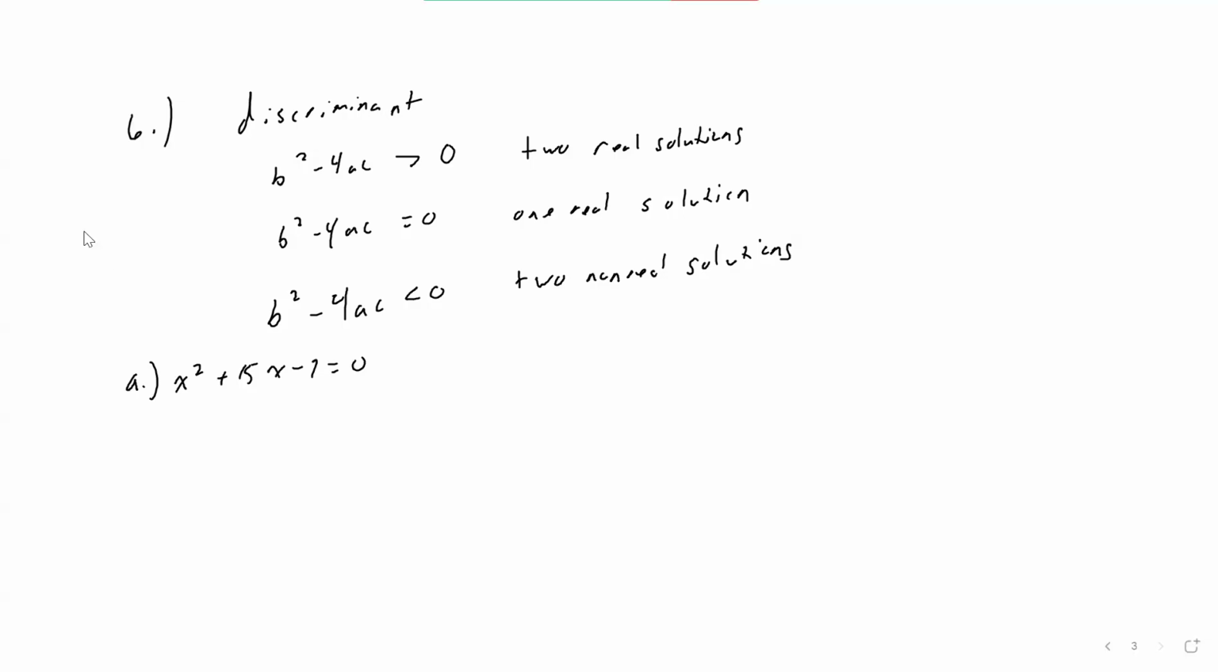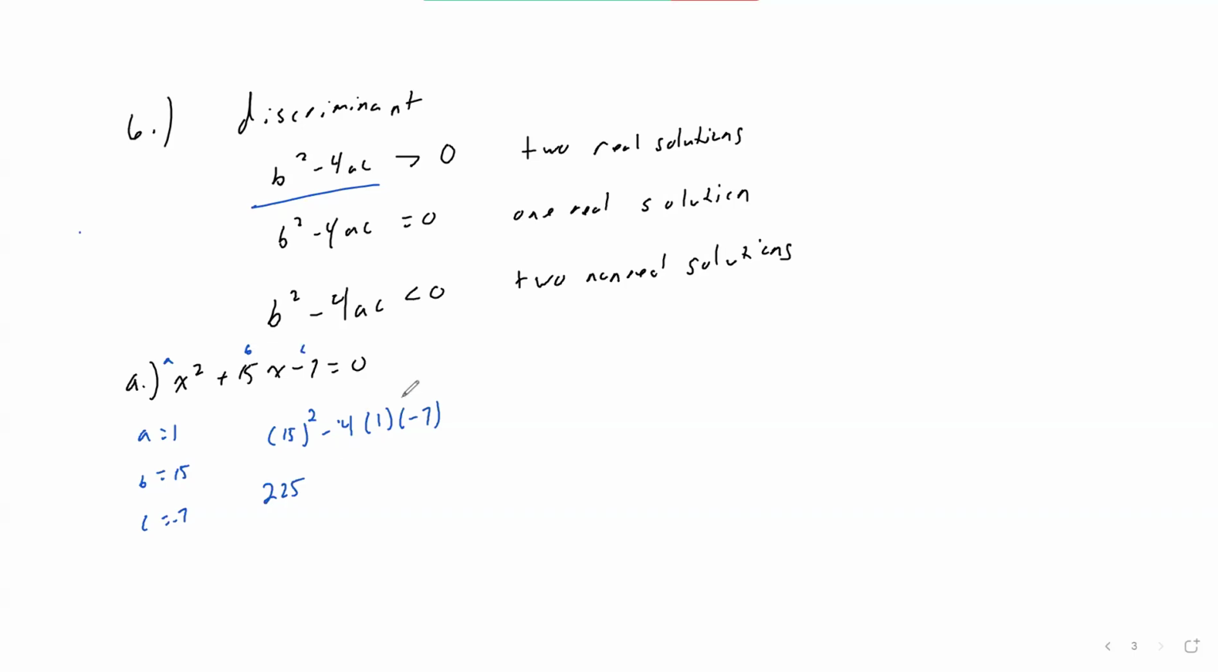So I'm going to start by just plugging into this formula. So again, this is A, B, C. So you still need to do A equals 1, B equals 15, C equals negative 7, and then just plug it in. So I get 15 squared minus 4 times 1 times negative 7. 15 squared is 225.